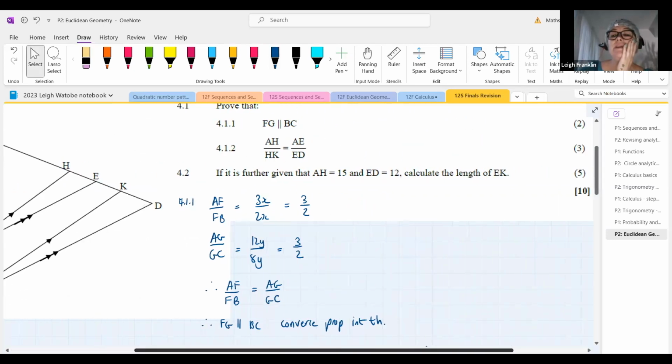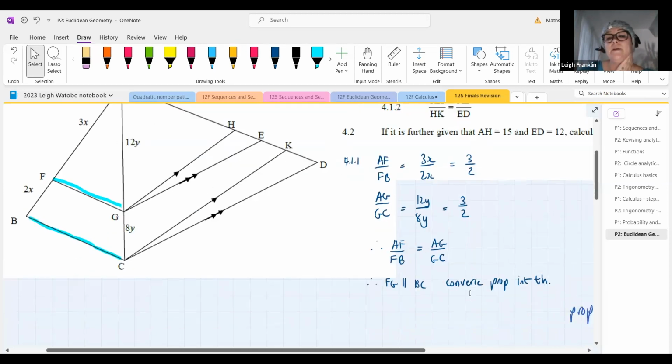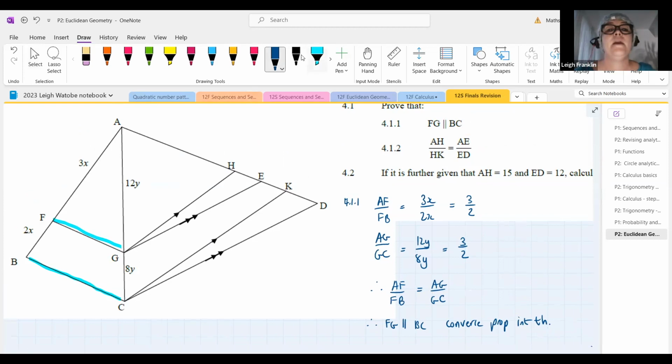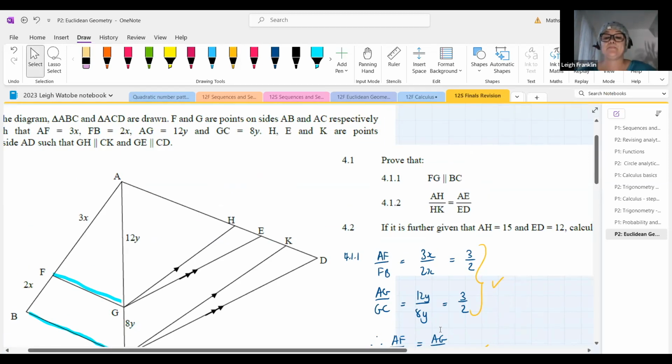The way in which we set this out, guys, is very important. If we write AF over FB equals AG over GC first, they're going to say, no, no, no, that's what we're trying to prove. It can't be the first thing that we write down on the page. It's our deduction, not our opening statement. So there would be 1 mark for getting that, and then a statement reason mark on AF over FB equals AG over GC, and then our reason, converse proportionality intercept theorem.